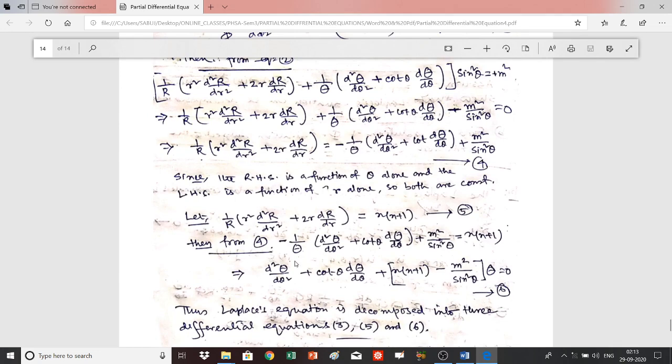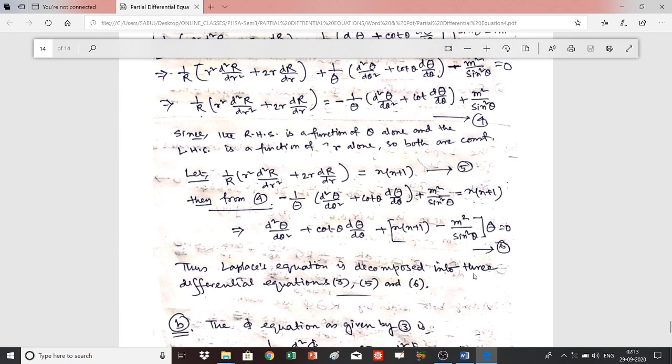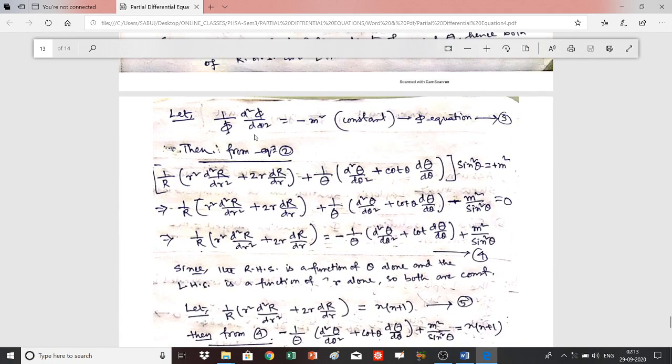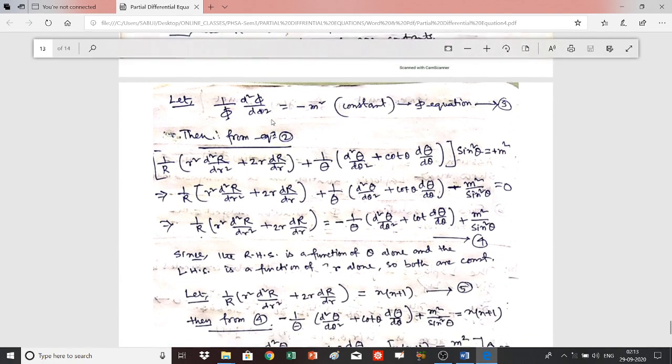So from this relation, d2 theta by d theta square plus cos theta d theta by d theta plus n into n plus 1 minus m square by sin square theta into theta is equal to 0. From this relation you can write this, and this is equation number 6. Thus the Laplace equation is now decomposed into three separate equations. Number one is this, an equation that is dependent on phi, and then the second one is here.